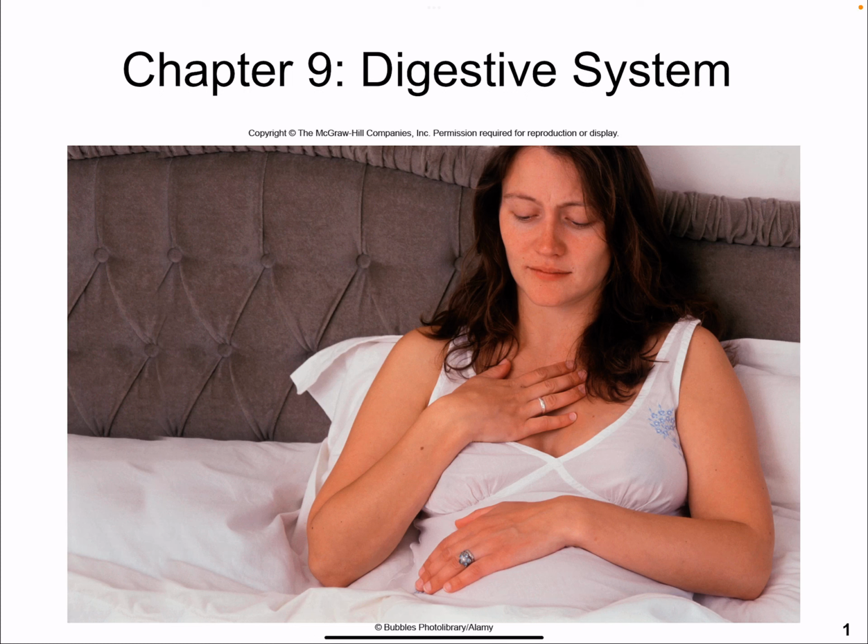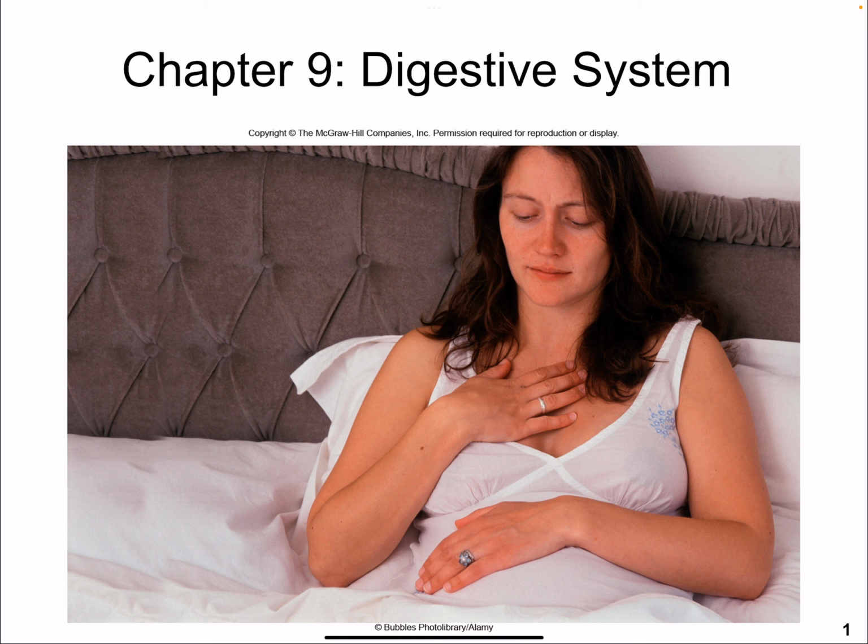Hello everyone. In this chapter, we are going to cover the digestive system. The picture of the lady that you see here actually is experiencing a condition. That condition is called heartburn. Now, you've heard of heartburn, but when we talk about heartburn, are we really talking about the heart that is burning? The answer is no. But how is heartburn associated with the digestive system? That's a story we are going to cover at some point.